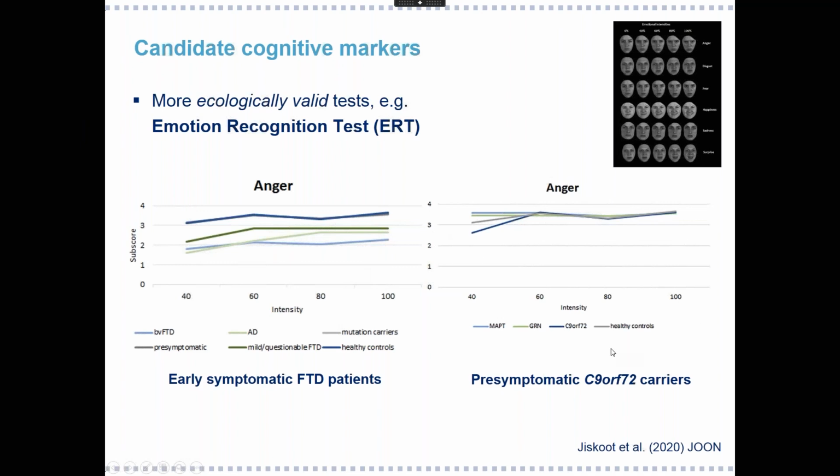And that can also be seen when we look into pre-symptomatic mutation carriers of the FTD genes. It becomes apparent that especially at the lower emotional intensity, so here at 40%, C9orf72 carriers already show minor deficits in emotion recognition. So that's even before they develop symptoms. And all in all, this makes the ERT a very interesting candidate for early and pre-symptomatic FTD stages, and potentially also for clinical trials.